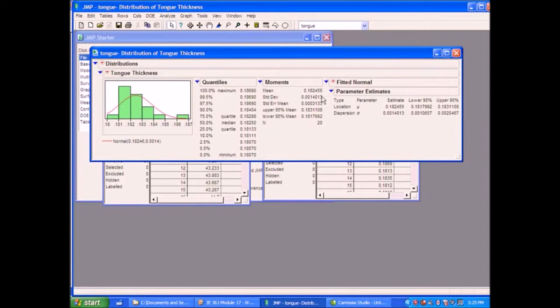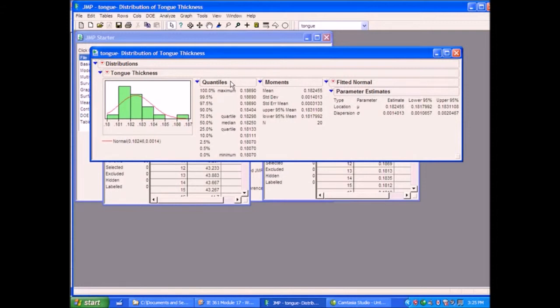If I come over here to look at the fitted normal, here is your estimate of mu, that's x bar. Here's your estimate of sigma, that's s. That's the mean and the standard deviation that you're used to seeing over in this part of the report.